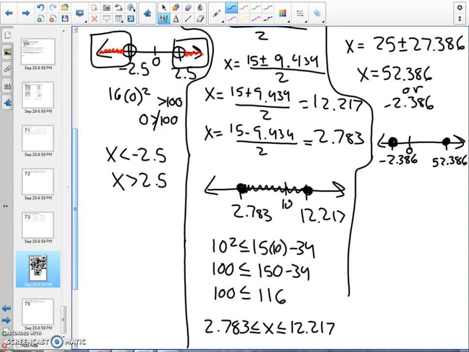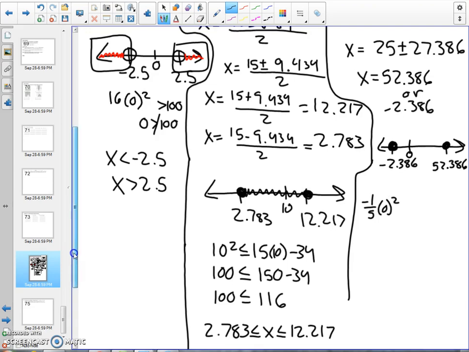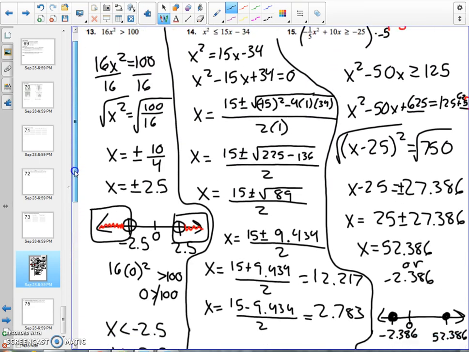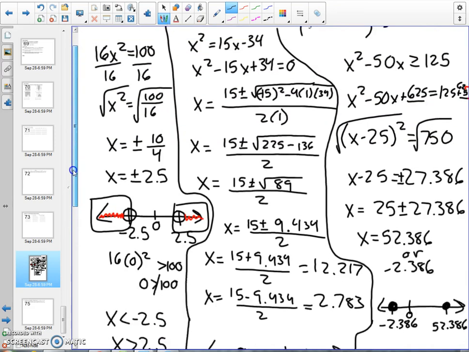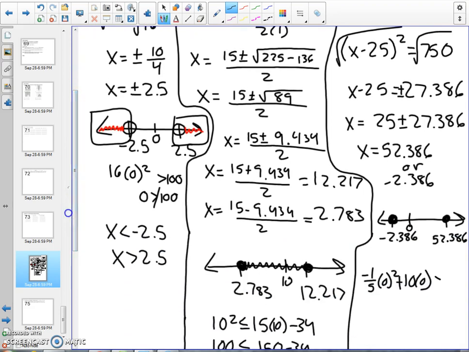So if I plug in 0, I would get negative 1/5 times 0 squared. So this is just my original problem, plus 10 times 0 is greater than or equal to negative 25. So let's see, this whole left side would just be 0. It's greater than or equal to negative 25, which is true. 0 is bigger than a negative number. So I would shade everything inside, so 0 is true.